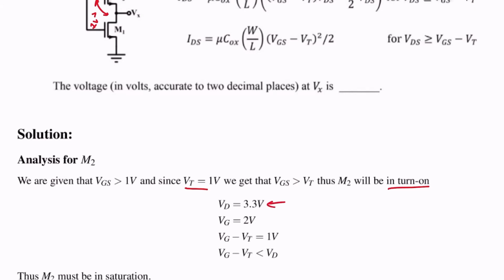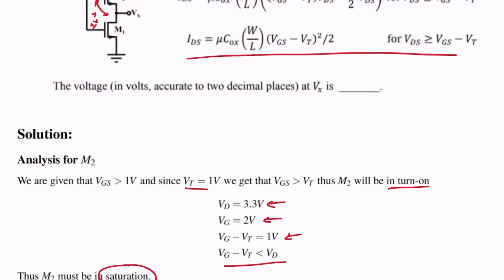So VD is 3.3, VG is 2 volt, VG minus VT is 1 volt, right? VG minus VT is less than VD, which is the same thing as VGS minus VT is less than VDS, right? And so we get that this transistor is in the saturation region. That is, the second current equation applies.